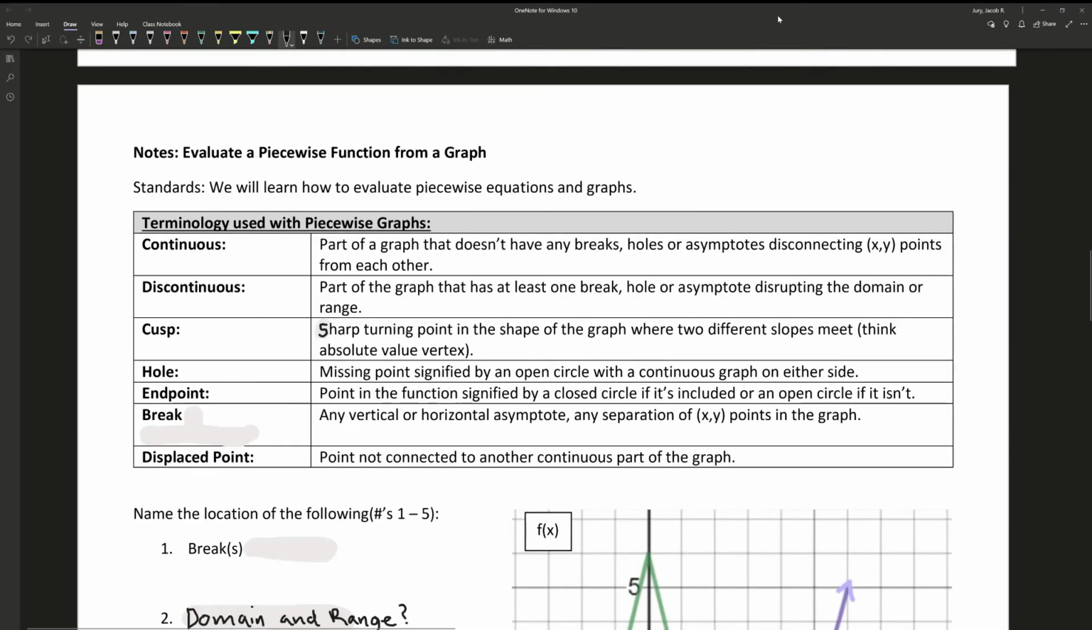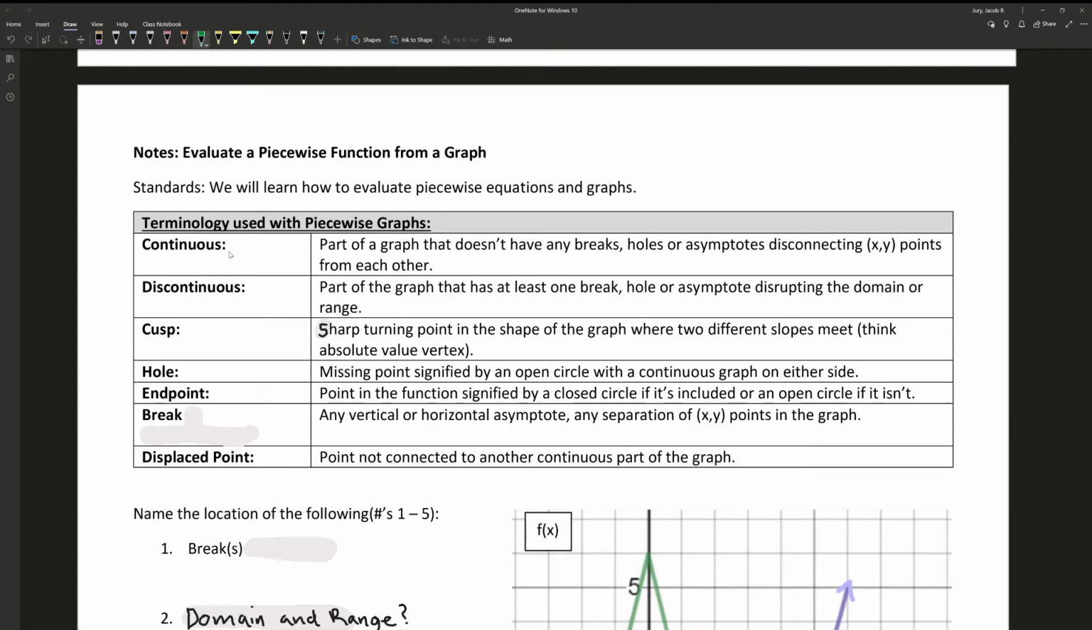Alright, so looking at our notes, we have a lot of terms to discuss in order to be able to talk about piecewise functions and their graphs effectively. And this is going to round out our standards for how we evaluate piecewise equations and their graphs. Piecewise equations with a different video. But here in this table, I've got some terms for us.